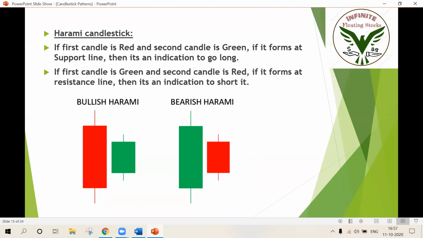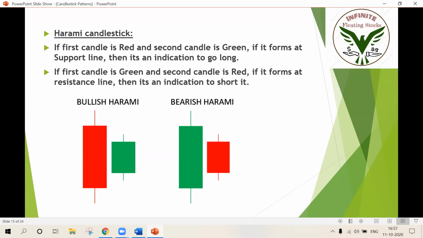Okay, and bearish harami. If the first candle is green and the second candle is red, and this pattern forms at resistance level, then it's an indication to go short. Going short is nothing but making a sell first and buying later. I'm expecting that you are very clear with doji, hammer, harami.